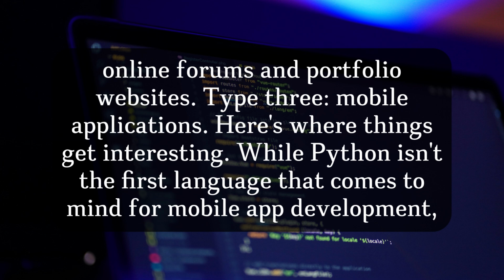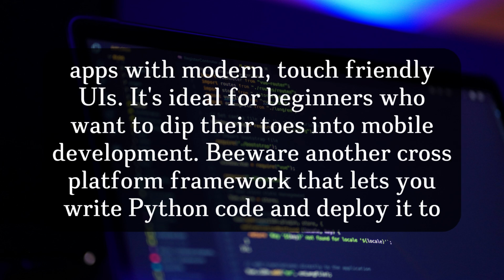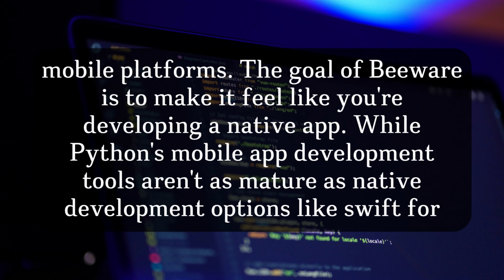While Python isn't the first language that comes to mind for mobile app development, it's definitely possible. Frameworks like Kivy and BeeWare allow you to create mobile apps that work on both iOS and Android. Kivy, a Python framework that's great for developing cross-platform mobile apps with modern, touch-friendly UIs. It's ideal for beginners who want to dip their toes into mobile development. BeeWare, another cross-platform framework that lets you write Python code and deploy it to mobile platforms. The goal of BeeWare is to make it feel like you're developing a native app.